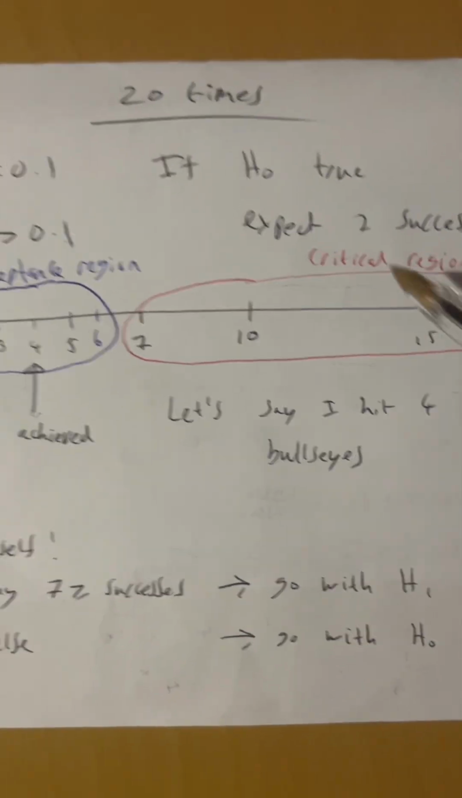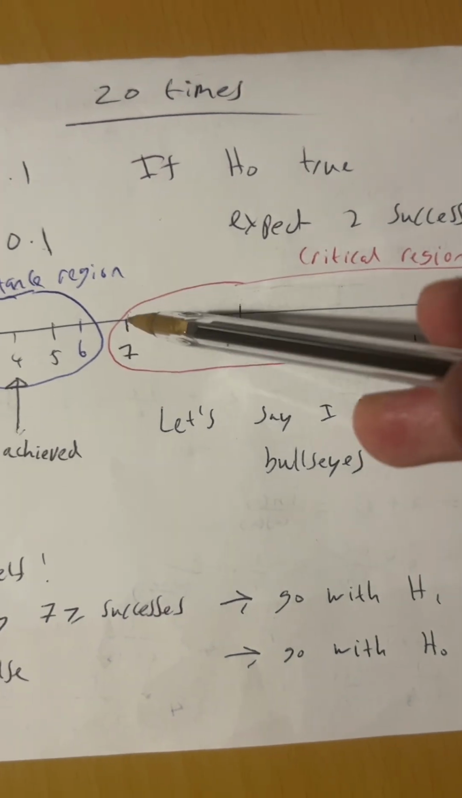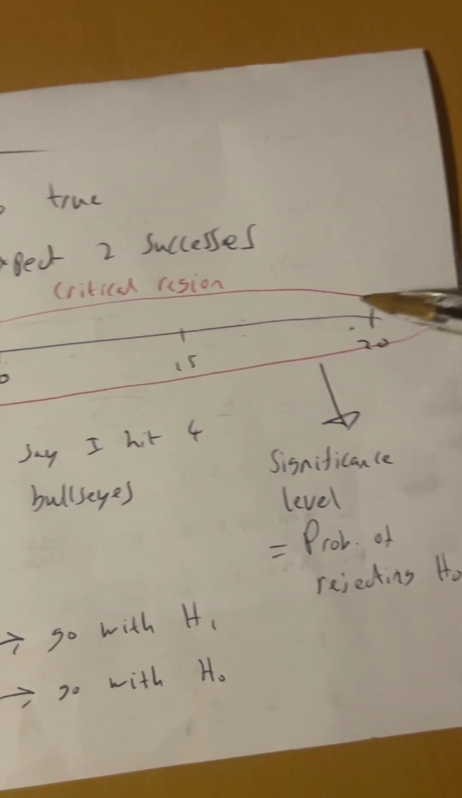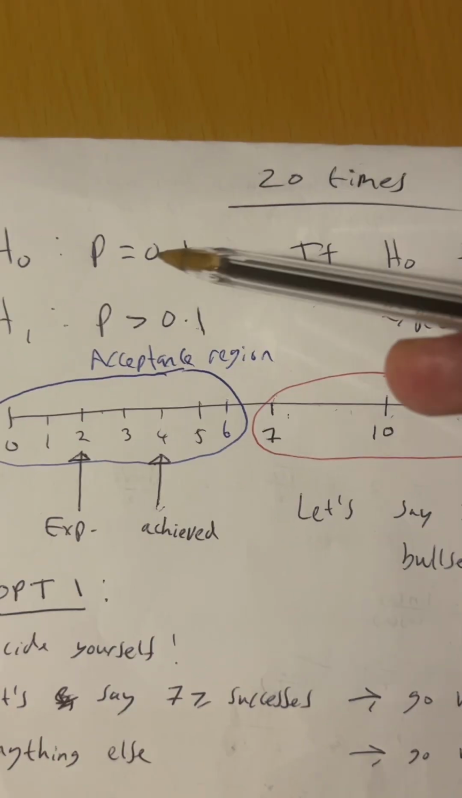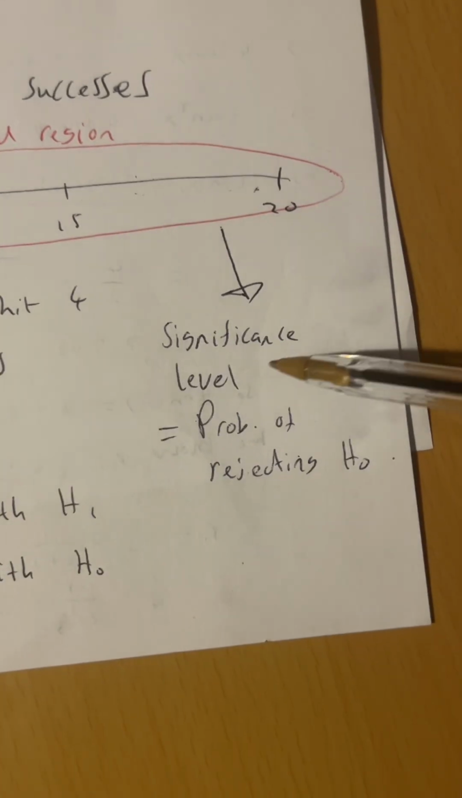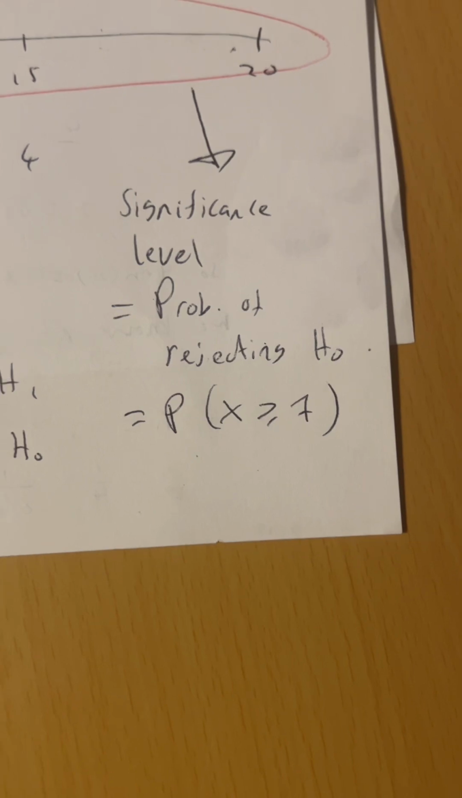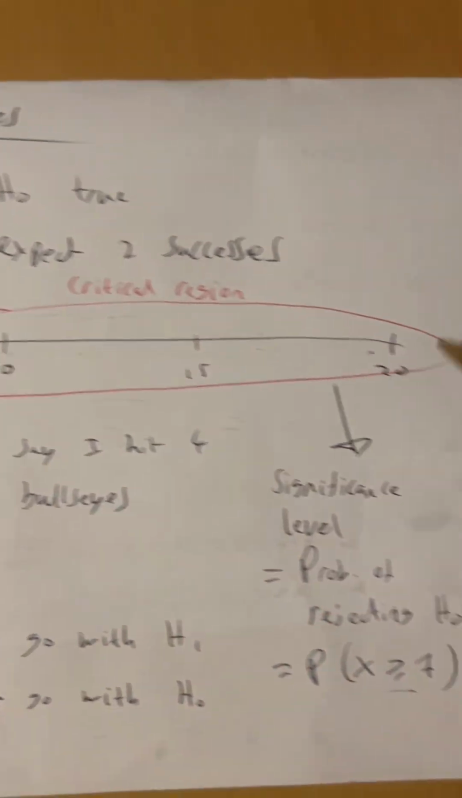So if I said to you, work out the significance level for this scenario, what you would do is work out the probability of getting 7 successes, 8, 9, 10, 11, 12, and so on, add them all together, and that would be the probability of rejecting H0. It would be your significance level. And if you've seen binomial distribution and you've calculated binomial distribution probabilities on a calculator, you'd be able to do this on your calculator to work out this probability here.